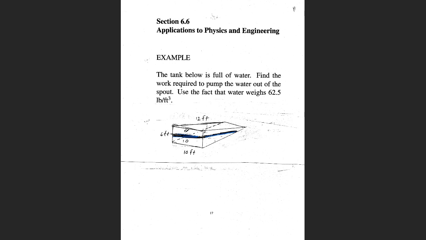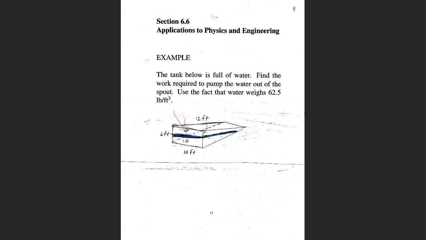Okay, so in this problem, we have a tank that's full of water. And what we want to do is find the work required to pump the water out of the spout. So the spout, of course, is right here. For the water to come out of the spout, it has to reach the top of the tank. Once water reaches the top of the tank, it gets sucked out of the spout.